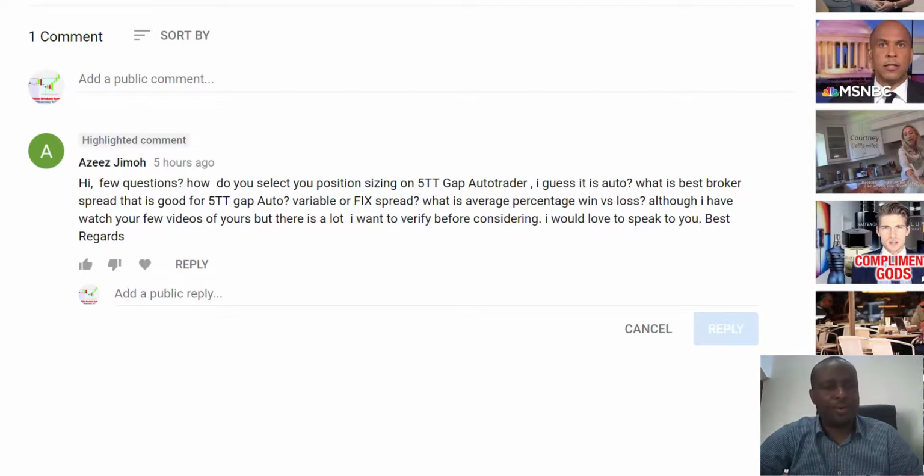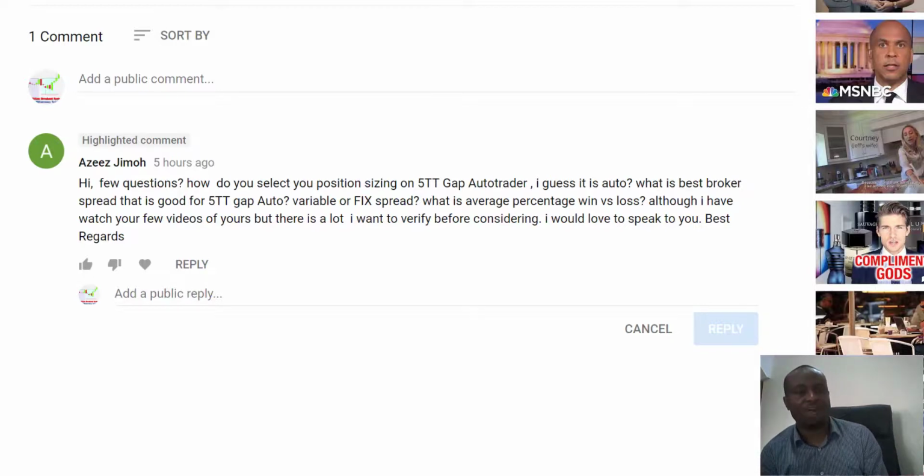What is the best broker spread that is good for 5TT Gap Auto? Now, when people ask this sort of question, sometimes it's not really the spread that is the problem. If you're scalping a trade, then spread becomes an issue, because when you're scalping, you're looking for 5-10 pips profit, and if the spread begins to widen, then it's a problem for that system. But what we are doing here is not scalping. My initial profit is, yes, certainly taken at 15 pips, but we can have up to a 50, 60, 70, 100 pip move to take our final profit. So in reality, it does not really matter in the scheme of things.